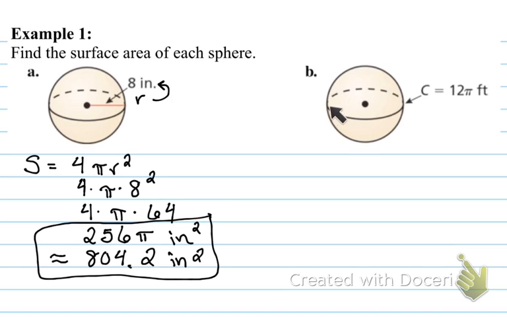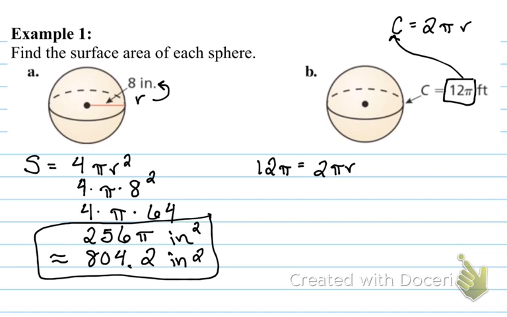All right, next one. This is part B. They tell me the circumference of that great circle, C, is 12 pi feet. So we have to remember from previously, how do I find circumference? Circumference is equal to 2 pi r. So I know my circumference here is 12 pi, so let's replace that C. We'd have 12 pi equals 2 pi r. Here between the two, the pi and the r, those are all multiplied. So to undo those, I can divide by a 2 and a pi.